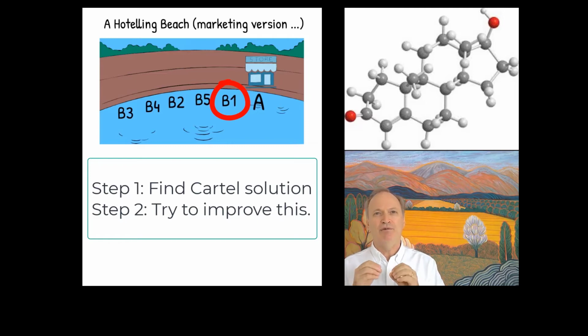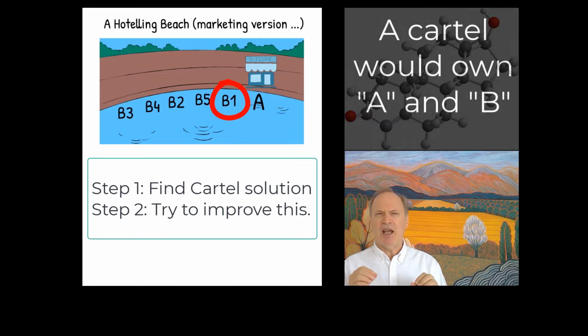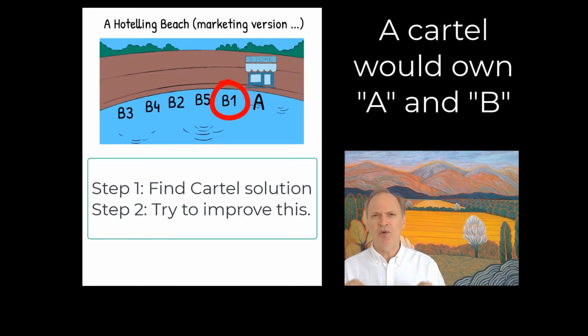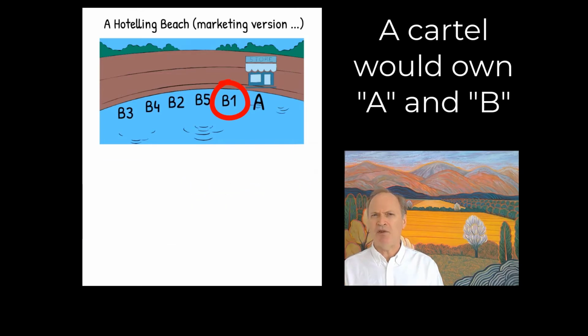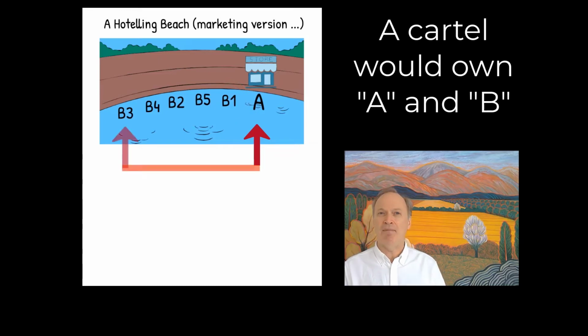Step one, find the cartel solution first. Now, what would that be? A cartel would own both ice cream stands, right? So, if a cartel owns both ice cream stands, we have one at A. Where would we put our second ice cream stand? Well, the answer is probably on the other side of the beach at B3. That's probably what a cartel would do. So that's step one, find the cartel solution.